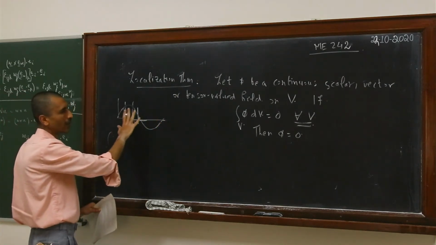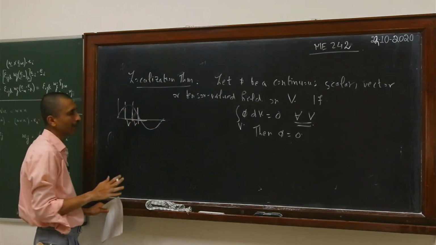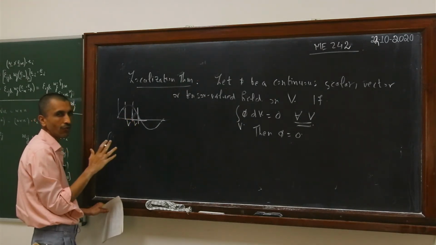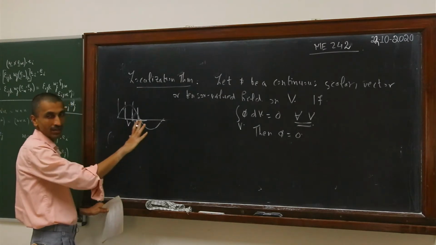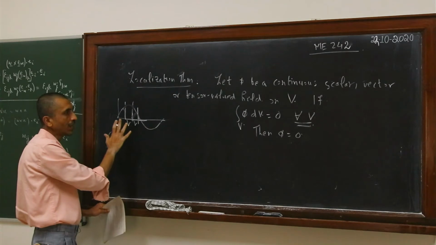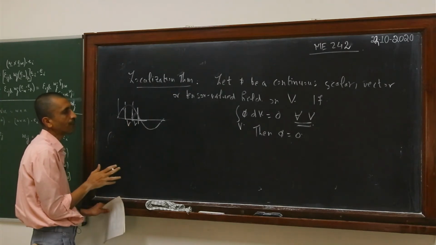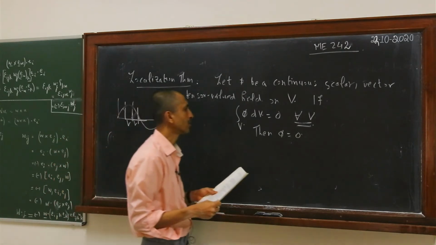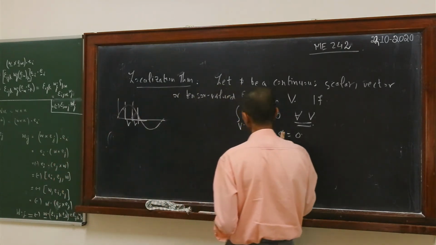The actual proof is a little bit complicated, but I am just trying to give you an intuitive version of why this theorem holds. Basically you are using this arbitrariness of V to show that the integrand is 0 everywhere. So that's the idea. This will be a very, very useful theorem.